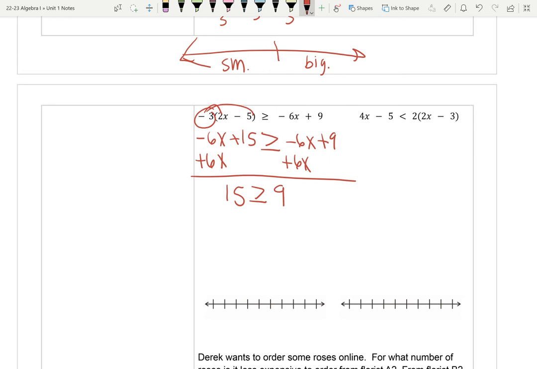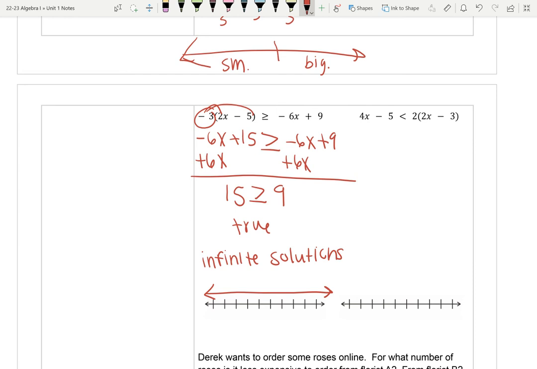So I want to see if this statement is true or not. Is 15 greater than or equal to 9? Yes, it is true. If it is true, we have infinite solutions. To graph infinite solutions, you just make like a line above or on the graph to show that it goes infinitely in either direction. You can use any number.